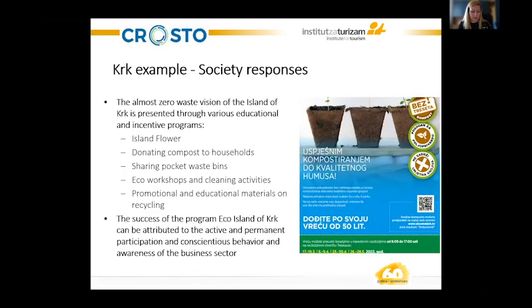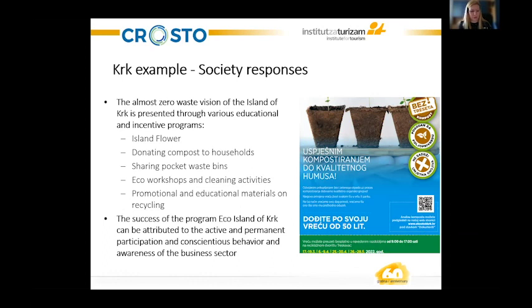And finally, they also have projects concerning, here are the names of some of them. Here I have put one picture, it's from their webpage for this year. They collect all the bio-waste, and as part of the successful project, they offer the possibility of donating compost to households. It's not something that is paid, but they actually reduce the payments for the users if they take the compost from them. So it's a very good example of the circular economy. They are also sharing pocket waste bins, eco workshops are often introduced, and so on.